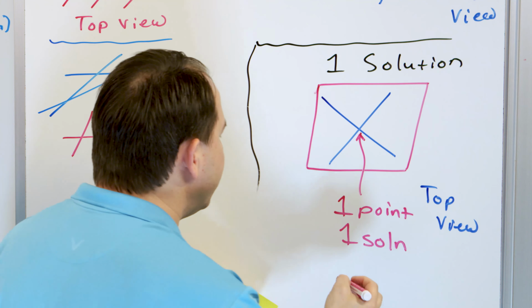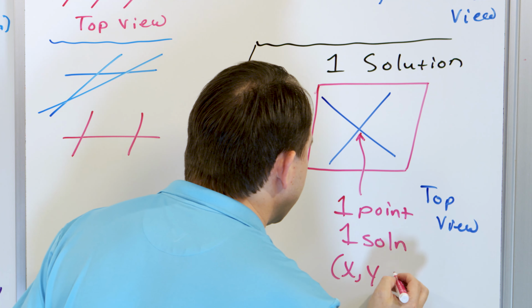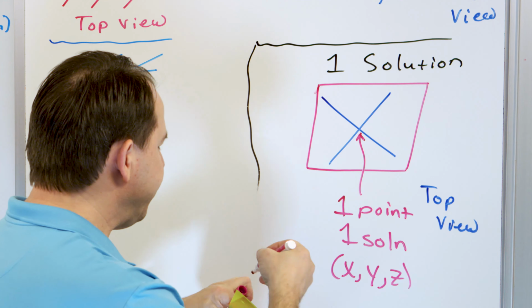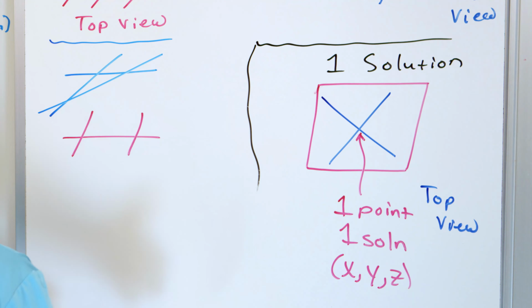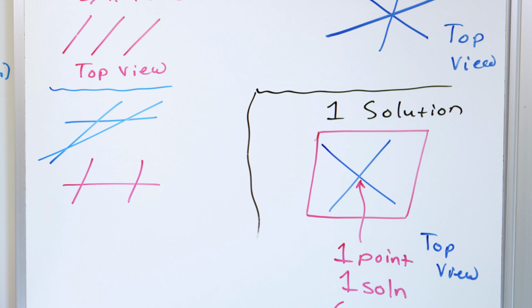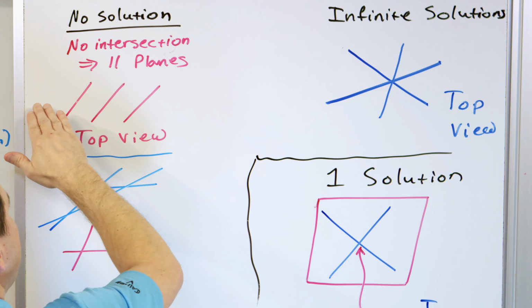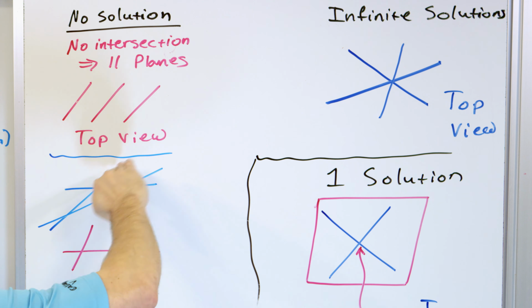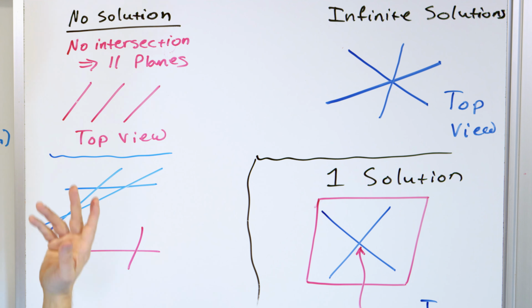It's a single point. It would be like x, comma, y, comma, z. It would be some number, and that would be the single solution. So again, it's difficult because everything's in 3 dimensions and it's very hard to gesture, but you can very easily have no solutions if you have 3 parallel planes, or if the 3 planes cut in such a way that they don't all cut in the same exact location.